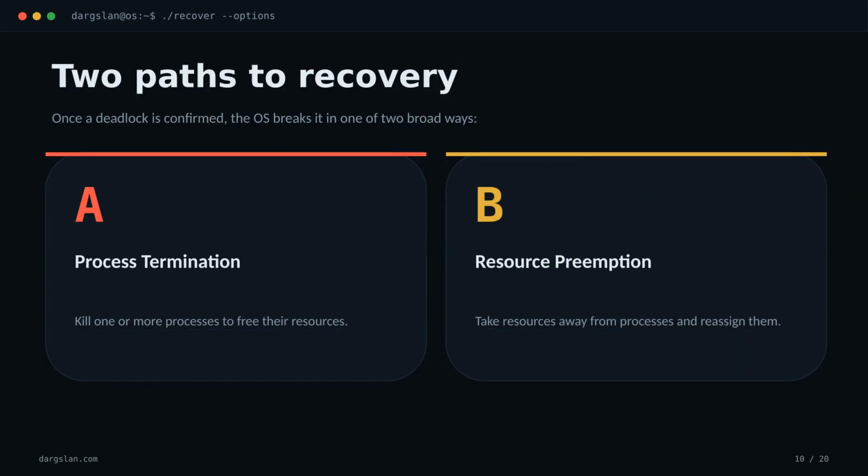Once detection confirms a deadlock, the OS has to actually break it. And there are really two broad strategies on the table. Option A is process termination. Pick a victim, kill it, and reclaim everything it was holding. Option B is gentler. Resource preemption, where instead of killing the process, you just yank a specific resource away and hand it to someone who needs it. Both work, but as you'd guess, they come with very different costs.